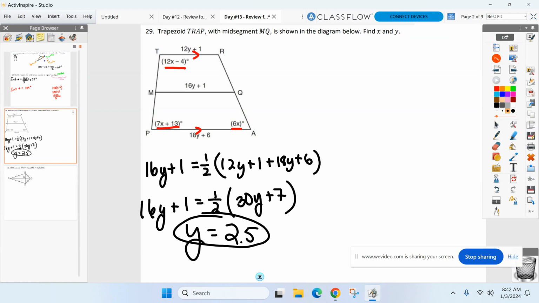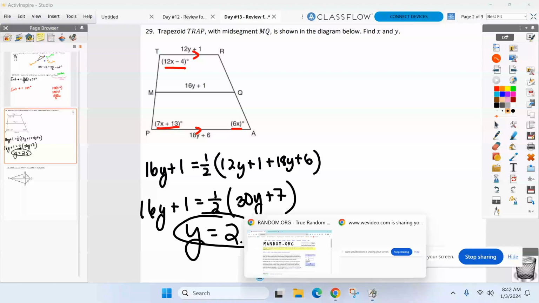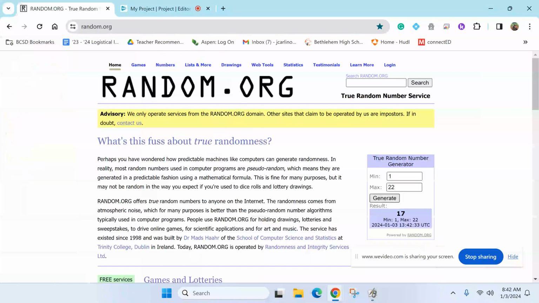It's not isosceles, it's just a trapezoid. So only 2 of these have a relationship. And we just went over them, and we actually just went over this in the other trapezoid problem at the beginning of class. All right, here we go.